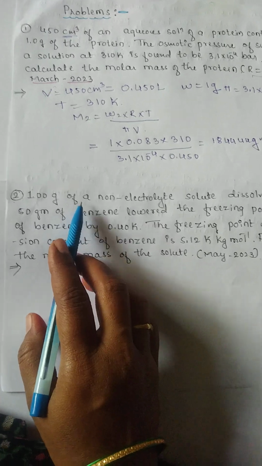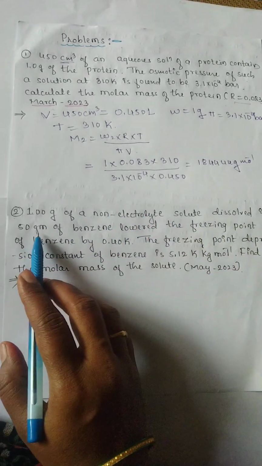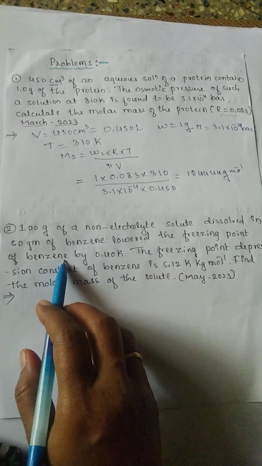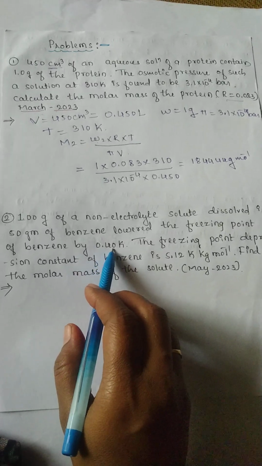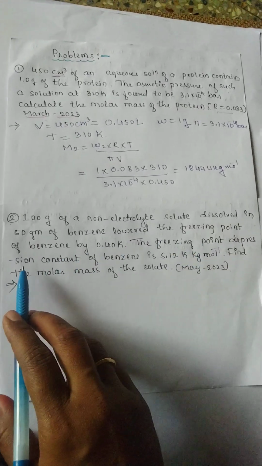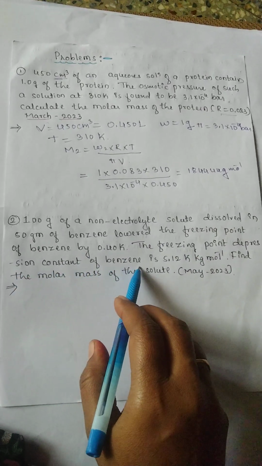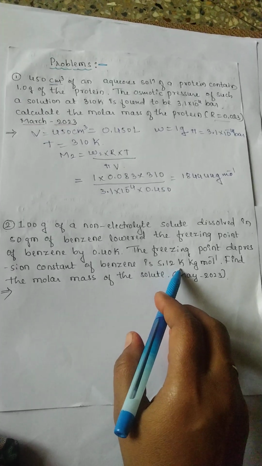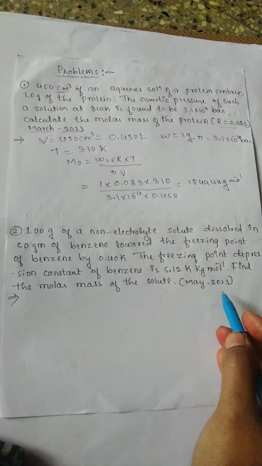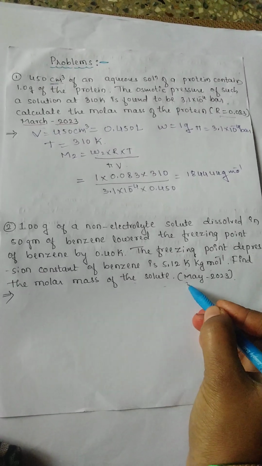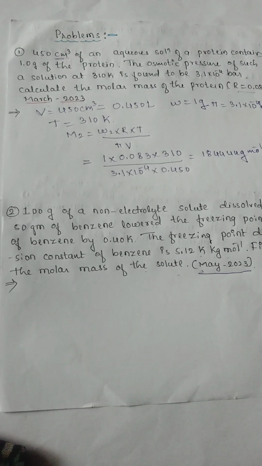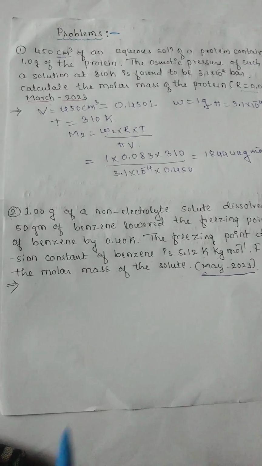Okay, now move on to the next problem. 1 gram of a non-electrolyte solute dissolved in 50 gram of benzene lowered the freezing point of benzene by 0.40 Kelvin. The freezing point depression constant of benzene is 5.12 Kelvin kg per mole. Find the molar mass of the solute. Okay, this question was asked in May 2023. So first we have to write all the given things.